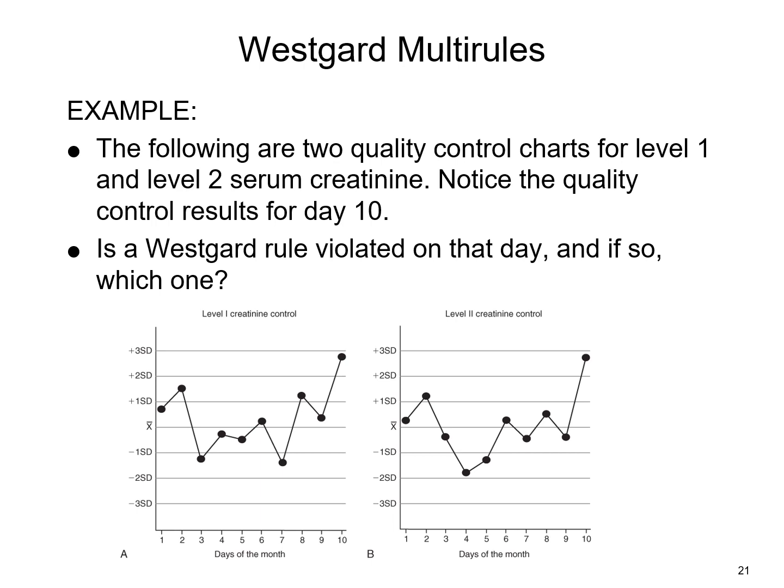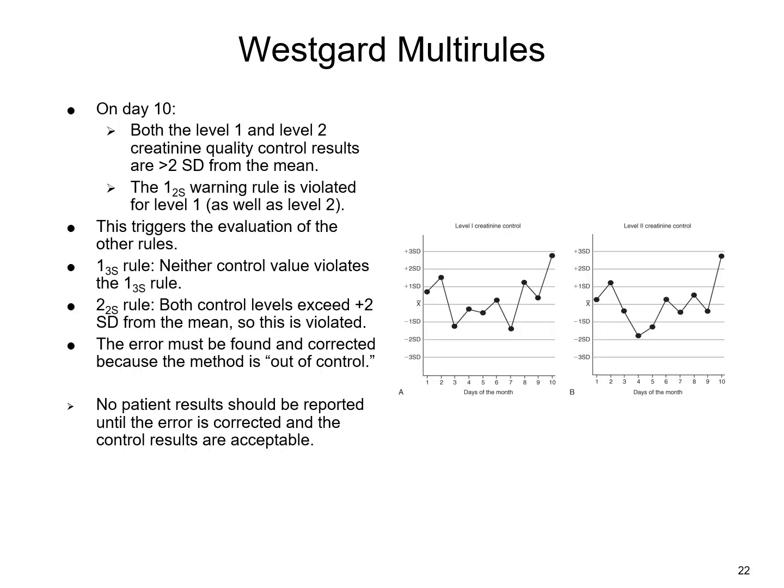So an example of this, we are going to look at day 10. So day 10 is here for both level 1 and level 2 of this particular analyte, which states that it's creatinine. So we know that both of them have exceeded the 2 standard deviations. So now let's look at the actual rule. So on day 10, both level 1 and 2 exceed 2 standard deviations, and of course it exceeded that plus 2 standard deviations there. But if we follow the rules, of course we'd start with the 1-2S.